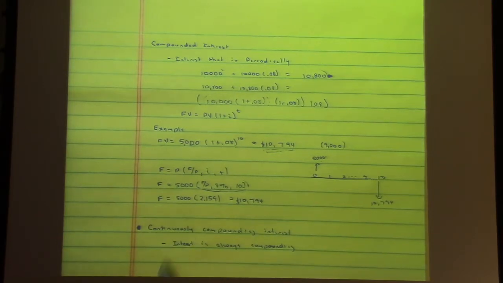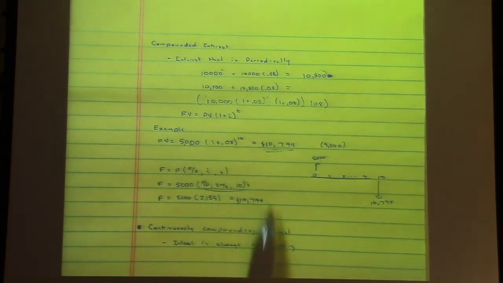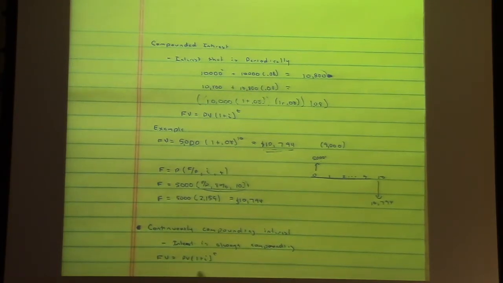If we take a look at the base equation that we ran into previously, we can say that the future value is equal to the present value times 1 plus the interest rate to the time. Well, let's say that we divide this time. This would represent an annual compounding loan or investment.